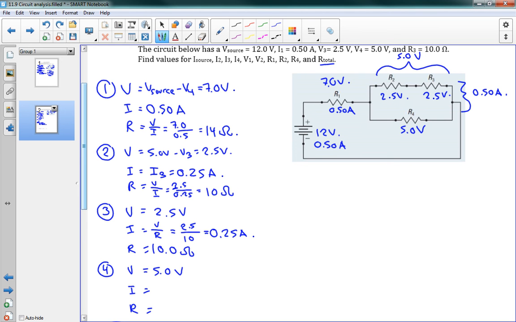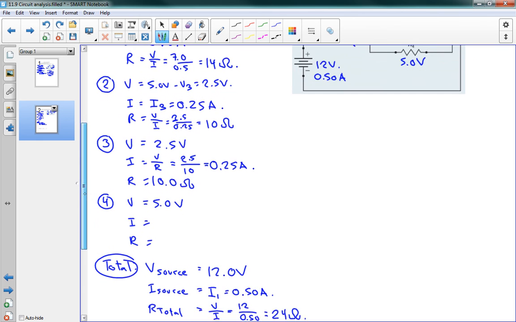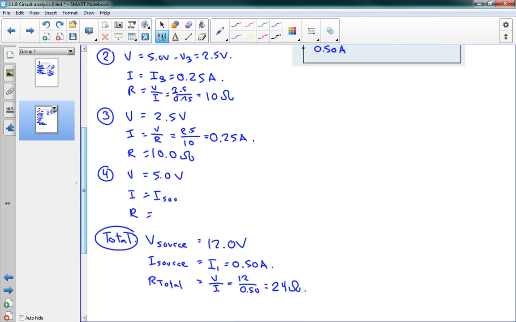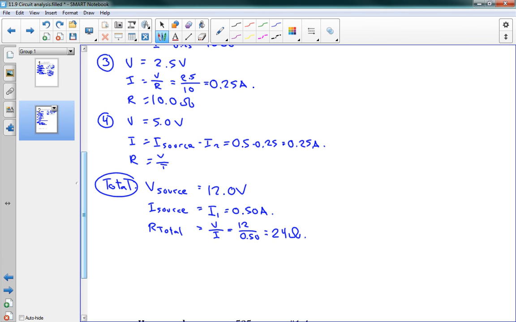And we can see that on the top, R2 and R3 are getting 0.25 amps. So that means that we can get the current on the bottom as well. We can get this is equal to I source minus, I'll say I2. It's the same as I3. So I source minus I2, we've got 0.5 minus 0.25. So we get 0.25 amps. And then we can fill in this last piece of information, the resistance. Again, V over I is equal to 5 over 0.25, which is 5 times 4, or 20 ohms. There we go. That's the full solution.